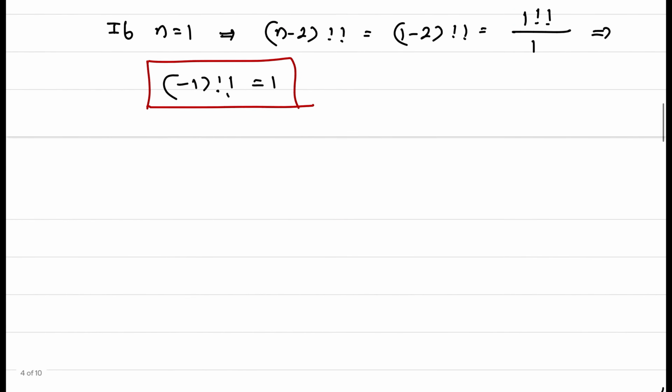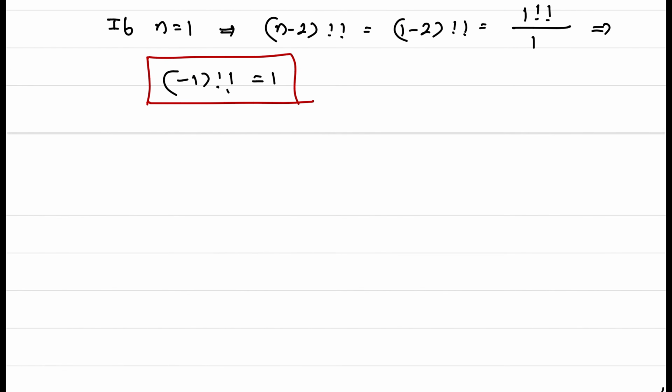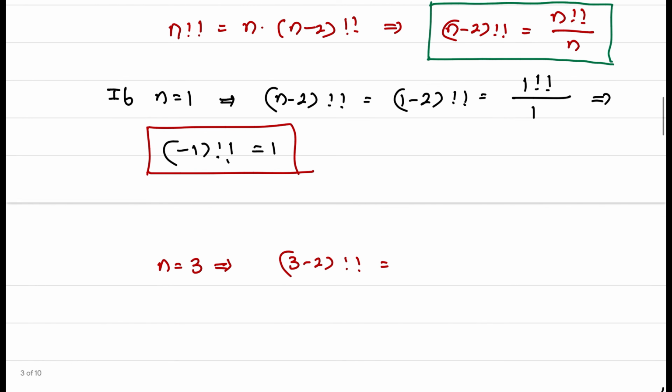When n is equal to 3, why will I be dealing with odd numbers? Because 101 is an odd number. n is equal to 3, what happens? Let us see. (3 minus 2) double factorial is equal to double factorial 3 by 3, that is equal to 1. That means 1 double factorial is equal to 1.